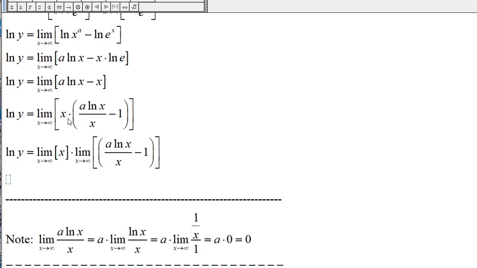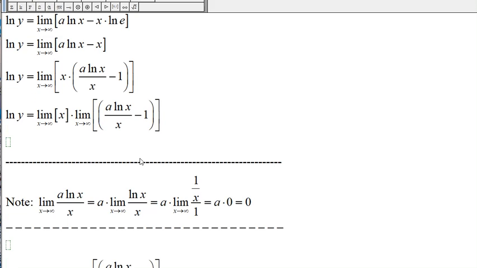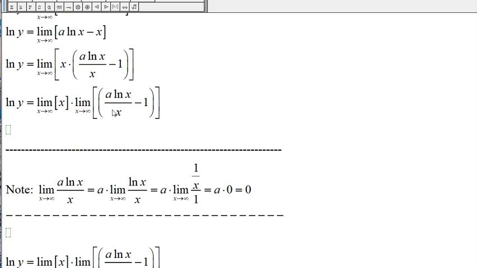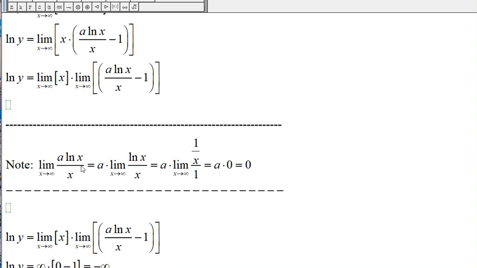And now we have the limit of a product, which is the product of limits. So here we have the limit of x times the limit of this expression. Now the limit of x goes to infinity, and so this part will be infinity. Now let's find the limit of a times ln x over x. a is a constant, so we can write this as a times the limit of ln of x divided by x.